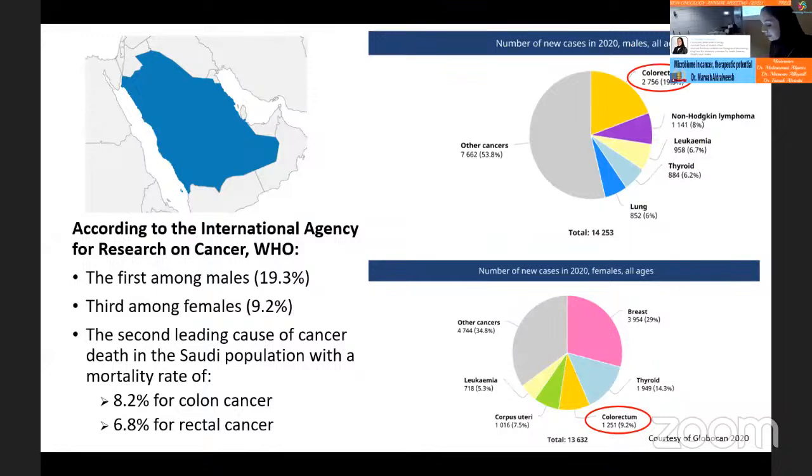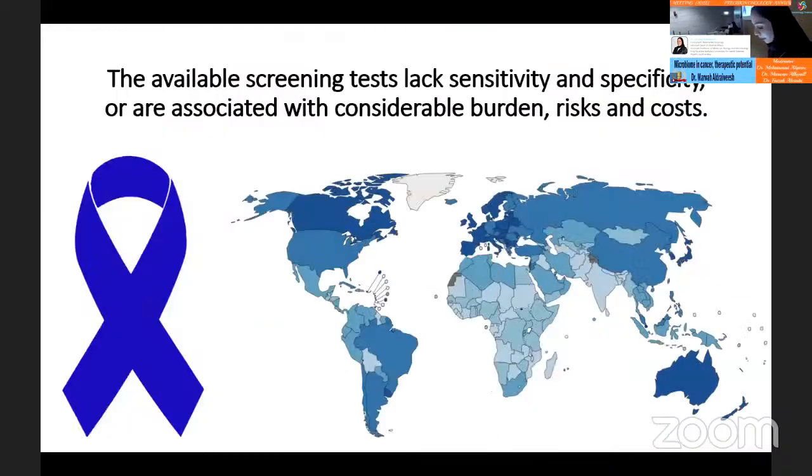Now, for Saudi Arabia, according to the International Agency for Research on Cancer, colorectal cancer is considered the first among males and the third among females, and that's due to the lack of screening programs in Saudi Arabia. So there is a need for a screening program. However, the available screening tests lack sensitivity, specificity, or are associated with considerable burden, risks, and costs.